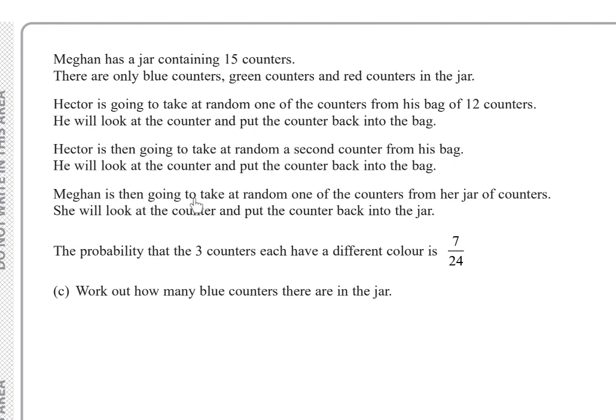Megan is then going to take at random one of the counters from her jar of counters. She will look at the counter and put the counter back into the jar. The probability that the three counters each have a different color is 7 over 24. Work out how many blue counters there are in the jar.